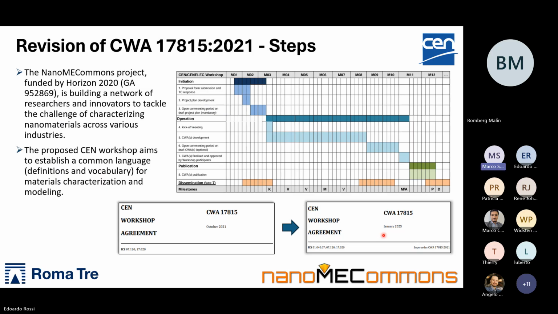The main difference between the previous CWA and the new CWA is the following. In the previous one, we only gave conceptual ideas. In this new version, we also give tools to develop the ontologies, tools to develop the workflow diagrams, and tools to make everything more interoperable and automated.